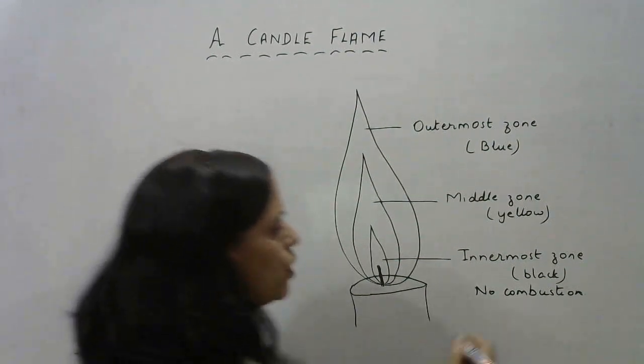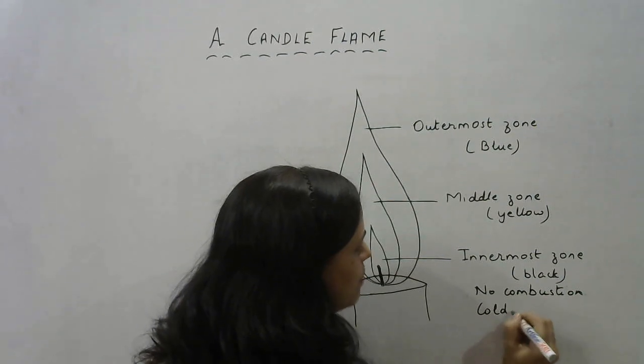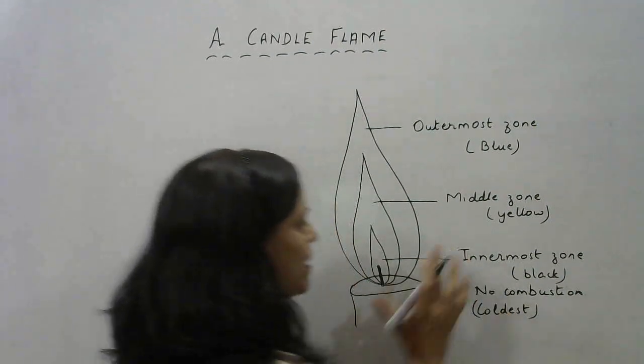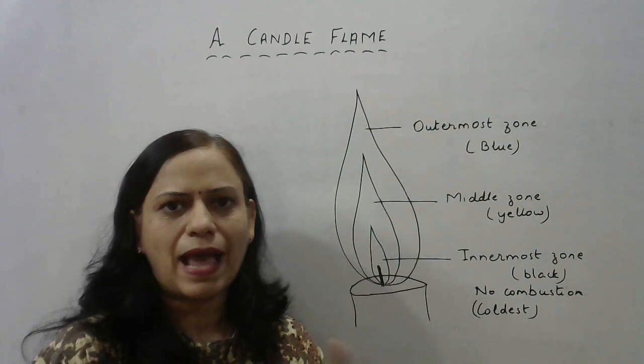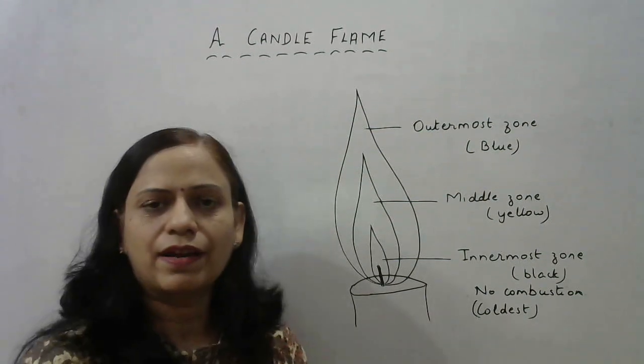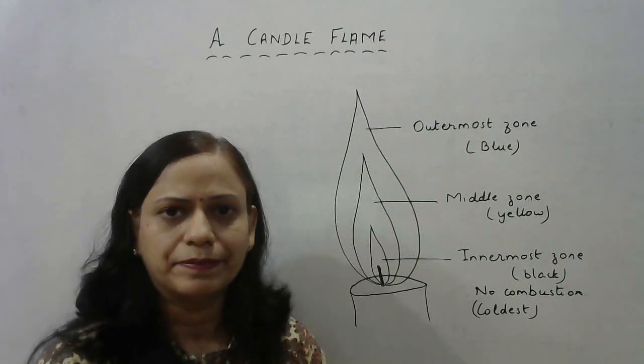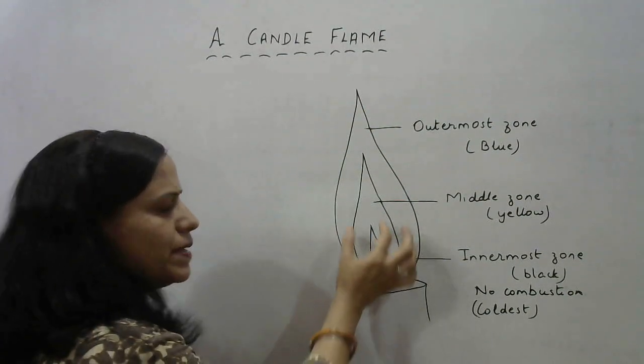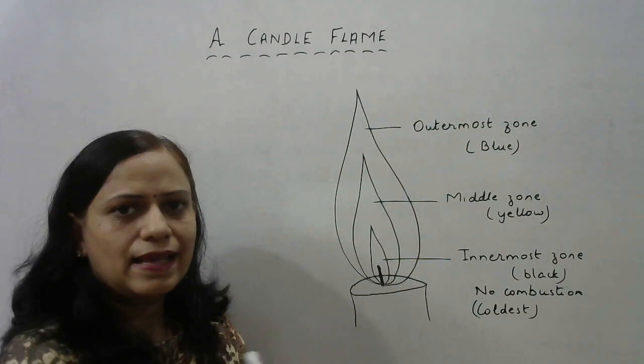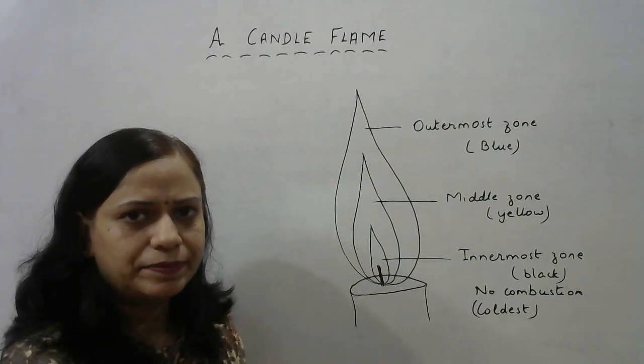And this is also the coldest part of the flame, because no combustion is taking place here. So the innermost zone is black in color, there's no combustion occurring here, and that is why it is also the coldest part of the flame. There's no heat here. Moving on, as the vapors move up, they start burning because of the heat.